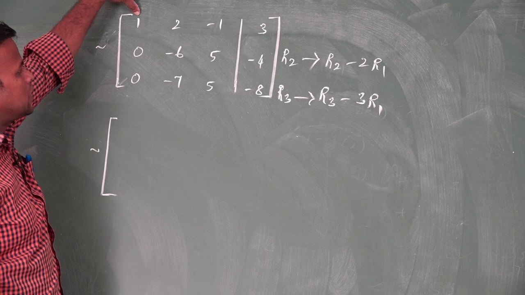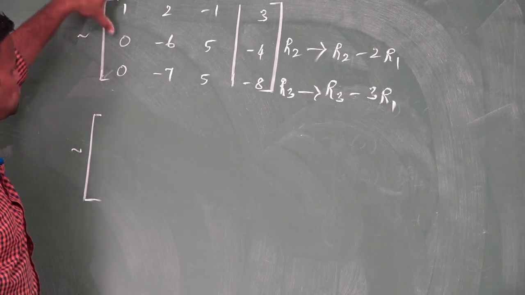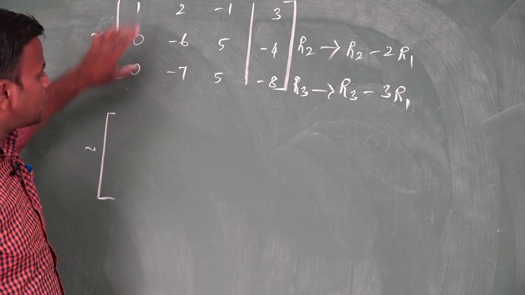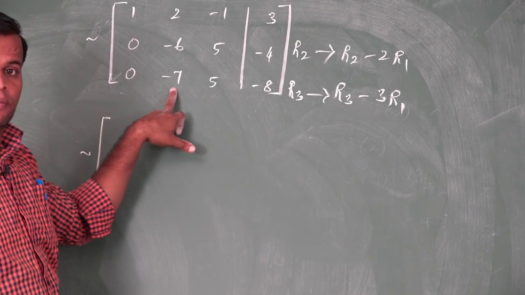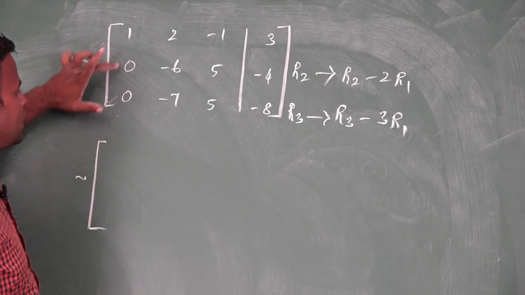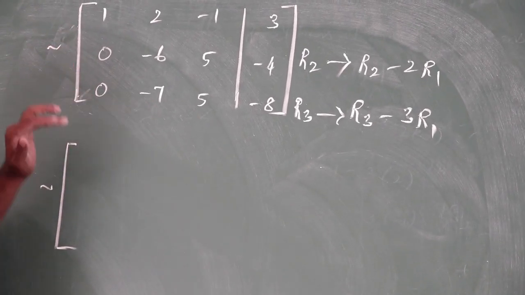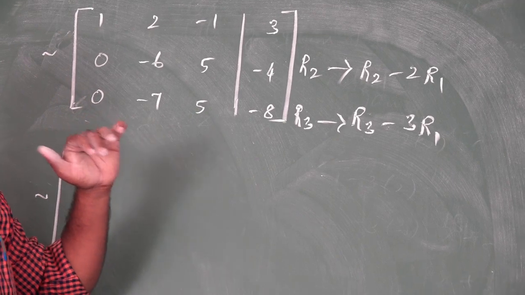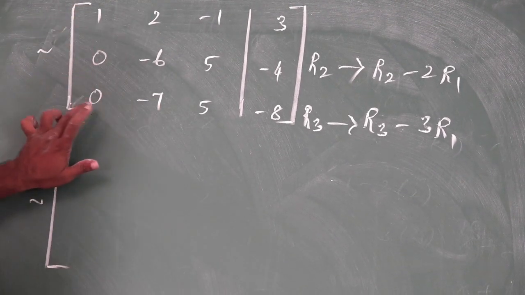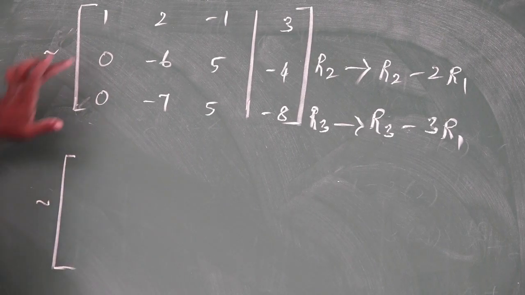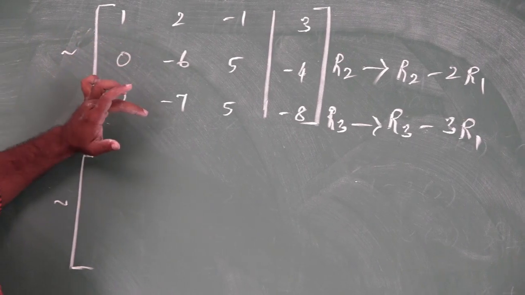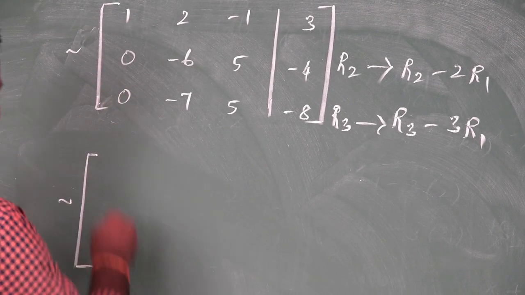So first row, first element 1. These 2 elements become 0. The next important thing is to convert this element to 0 as well. After we change these elements to 0, we consider only R2 and R3, because in R1 one element occurs here. So the first row has no change.